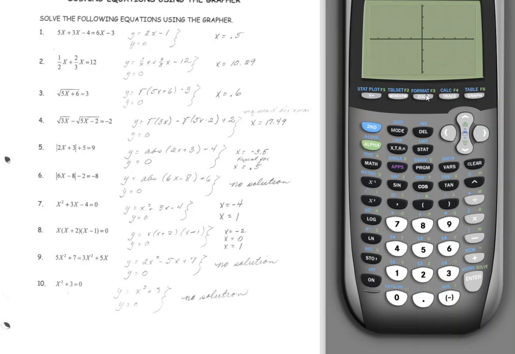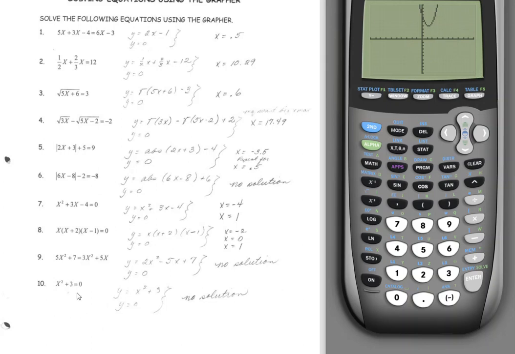I changed the window. Let me do a zoom 6. All right, and as we can see, that parabola is not going to ever hit here. It has solutions. They are not real solutions. They're what we call imaginary. So you're not going to ever see them on the grapher, okay?